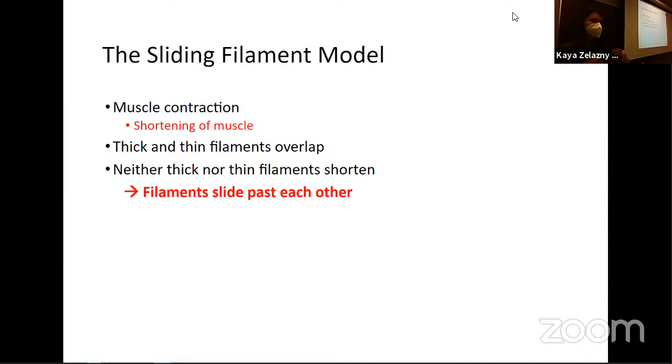So as we talk today, we're going to see these two proteins binding to each other and pulling on each other in the cross-bridge cycle in order to have this shortening effect. It's very important to remember that neither these thick nor these thin filaments, so neither the actin nor the myosin, is actually shrinking. We're just changing how much they overlap.